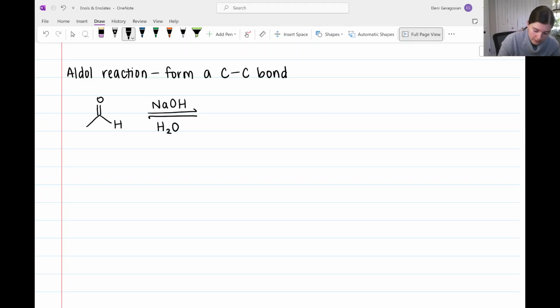The product of this reaction contains an alcohol group. We still have one carbonyl, and we have a new carbon-to-carbon bond. So let's do some highlighting.